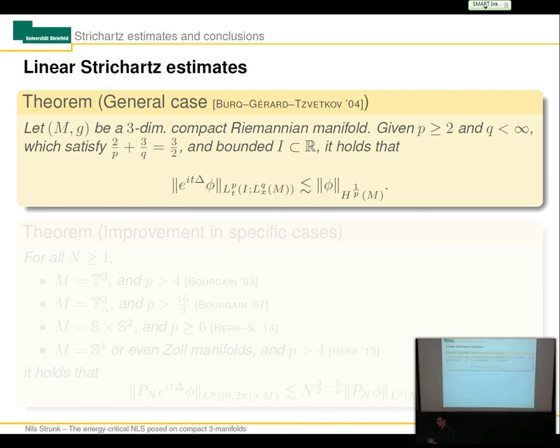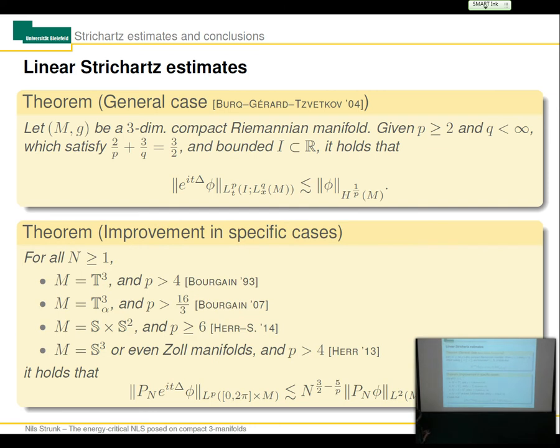However, there's one drawback of this estimate. It's not scale invariant. It would be scale invariant if we had L2 on the right-hand side. And hence, this estimate is not useful for the critical well-posedness study, unfortunately. Okay, but there have been improvements in Strichartz estimates in our 4 considered cases.